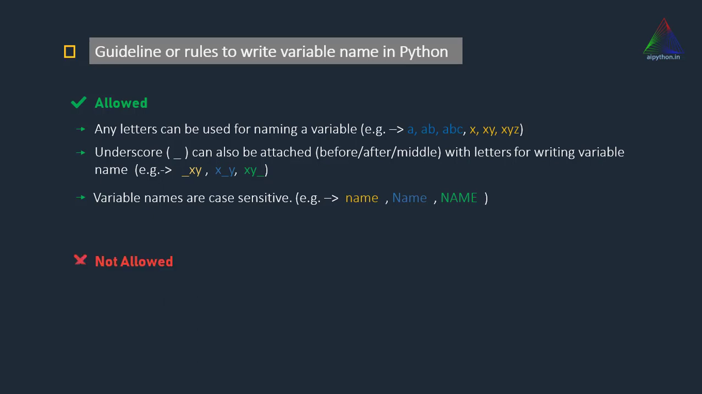And the things not allowed: a variable name cannot start with a number. For example, 0_1 or 1_test or 1_x, anything. So you cannot write a variable starting with a number.